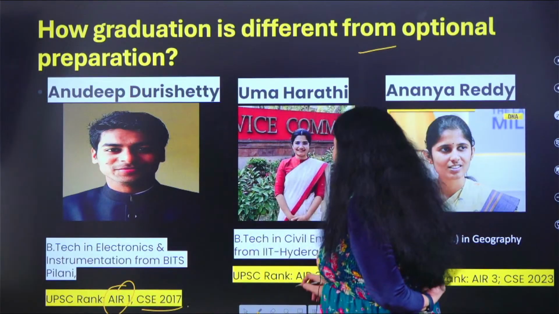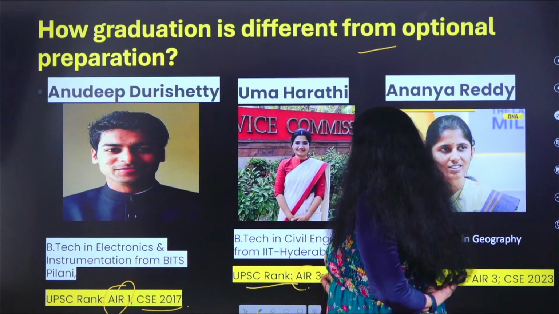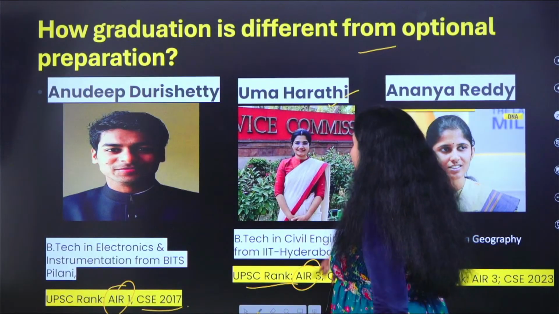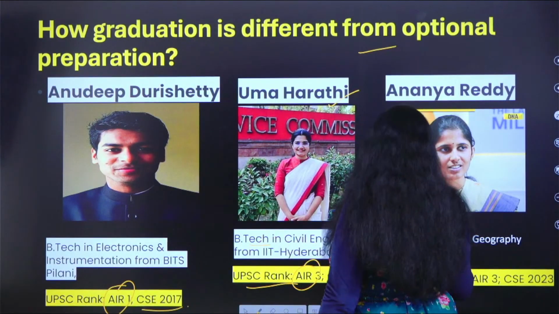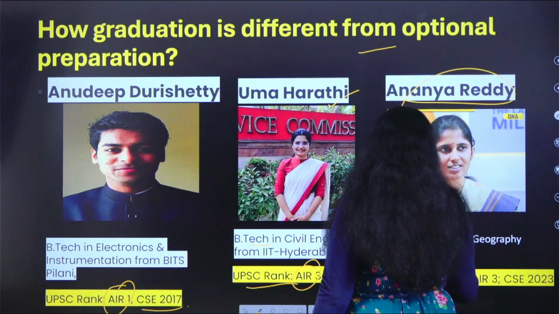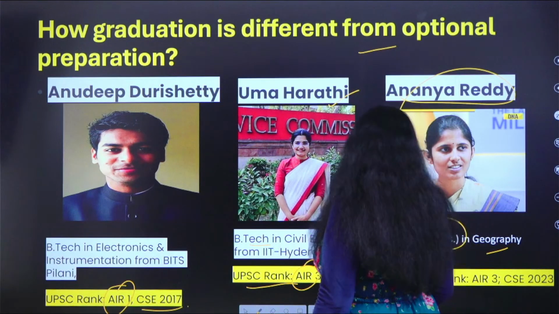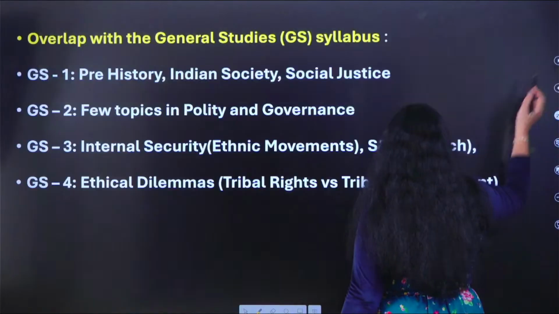And then we see UPSC rank, All India rank 3. Her name is Uma Harita. She is also a BTech aspirant. And then we see Ananya Reddy. She has a BA honors in geography and has scored All India rank 3. So what about these people?